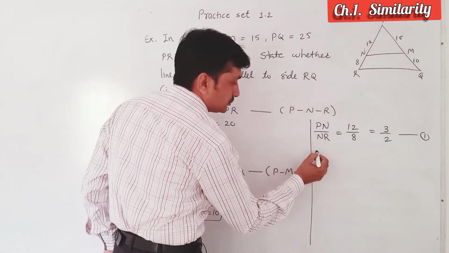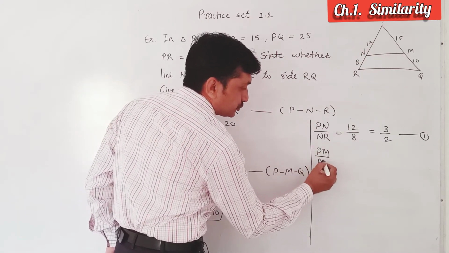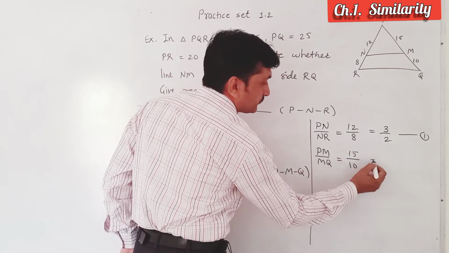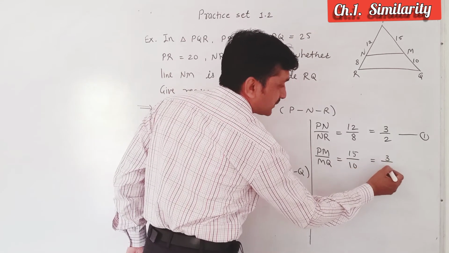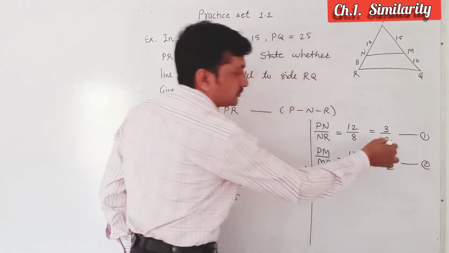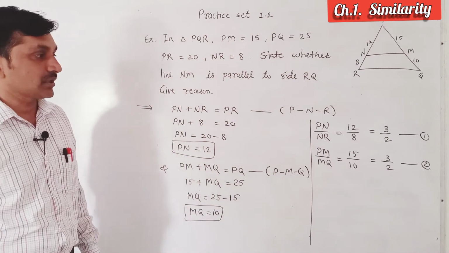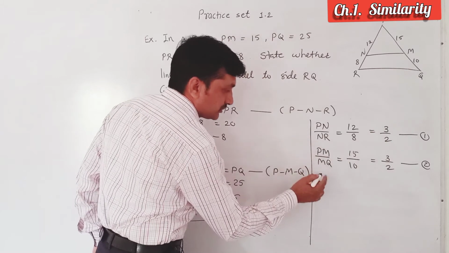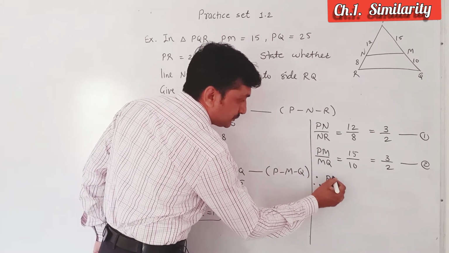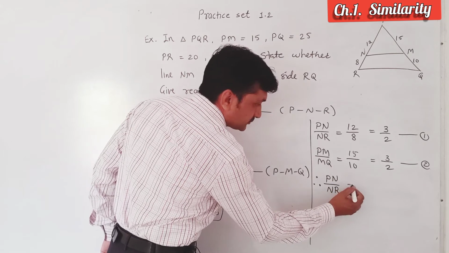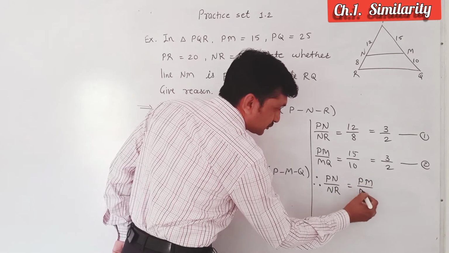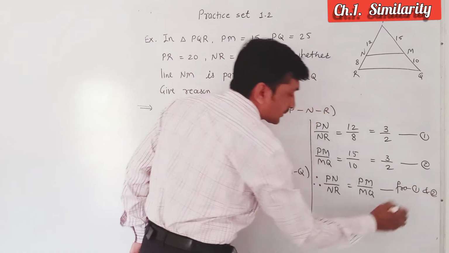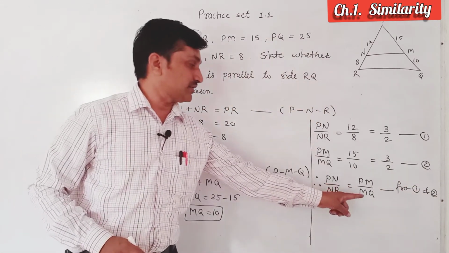Find that side ratio, PM upon MQ. PM is 15, MQ is 10. Here we can reduce by 5. 5 3s are 15, 5 2s are 10, so 3 upon 2. Now see, both values we got are the same. If the right sides are equal, then the left sides are equal. Therefore PN upon NR is equal to PM upon MQ. We got the ratios equal from 1 and 2. Here we proved the ratios are equal.